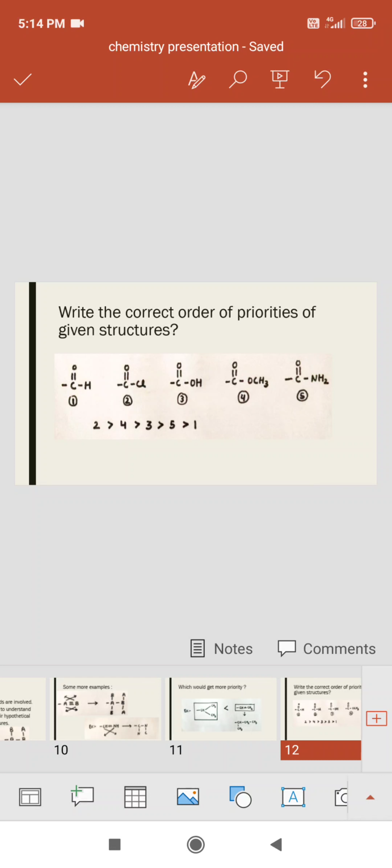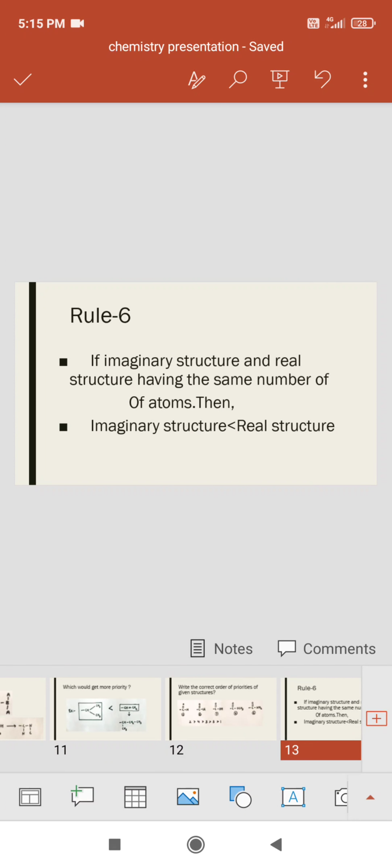Now see the case third and fourth. First CO same, second O same. Now we have to decide on the basis of the last H and CH3. We know that definitely CH3 gets more priority as compared to H. So fourth gets more priority, then third, then NH2 and then H. So chlorine, OCH3, OH, NH2 and then H. So this will be the correct order of the priorities of the given structures.